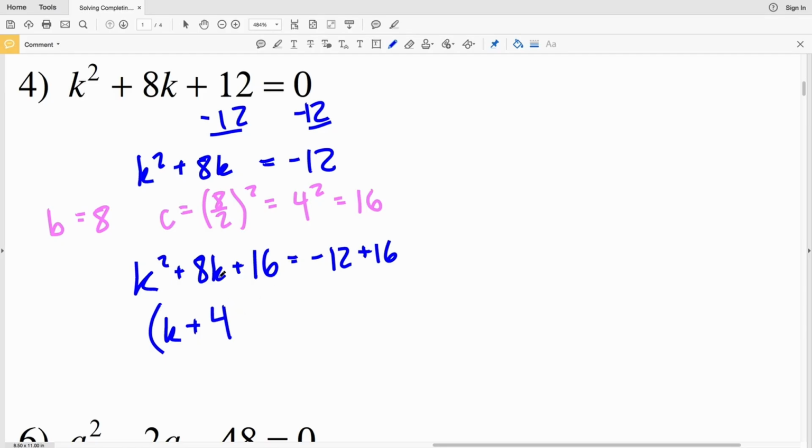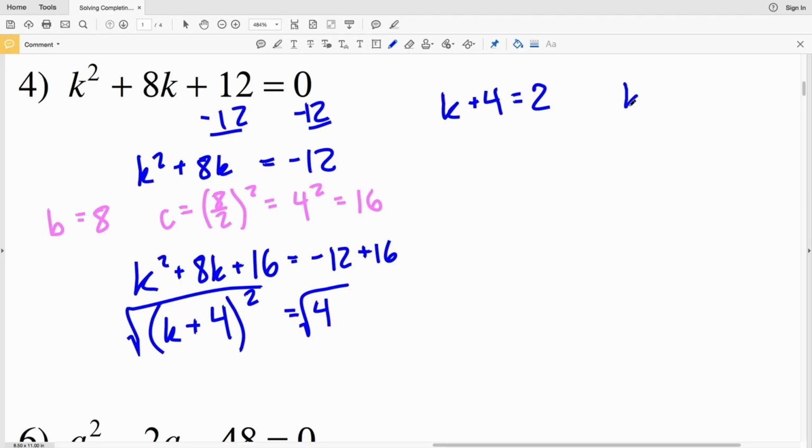2 times a times b, 2 times 4 times k is 8k, and b squared, 4 squared is 16. So a plus b squared equals negative 12 plus 16, which is a positive 4. So now I'll take the square root of both sides. So I'll have two separate equations. I'll have k plus 4 equal to a positive 2, since the square root of 4 is 2, and I'll have k plus 4 equal to a negative 2, since negative 2 squared equals a positive 4.